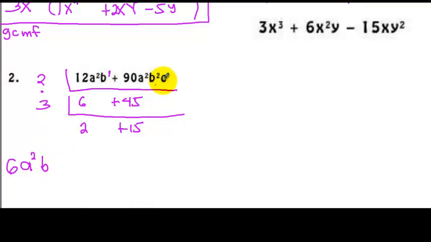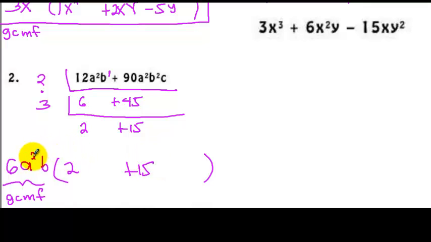Alright, I have a c here, but I don't have a c in my first term. Therefore, c is not a common factor. This expression here, 6a squared b, is our GCMF. Okay, so let's get the other factor. I just have to bring down 2 and then the positive 15.